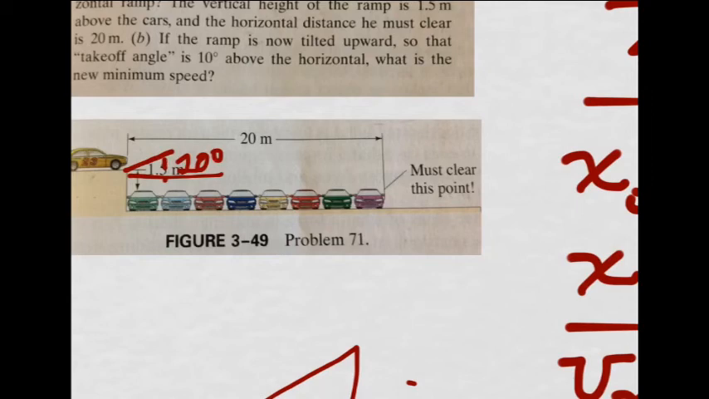Think about that. Just by increasing the ramp from 0 to 10 degrees, we have reduced the minimum velocity required from 36 to 20. And that sounds like a lot.